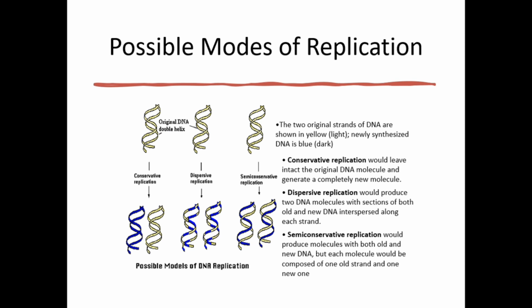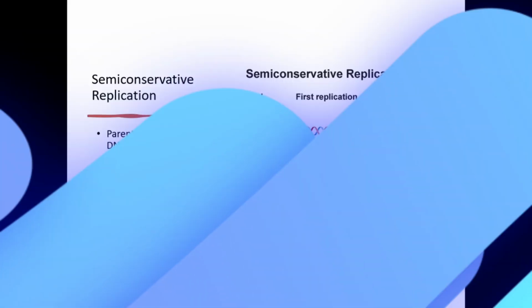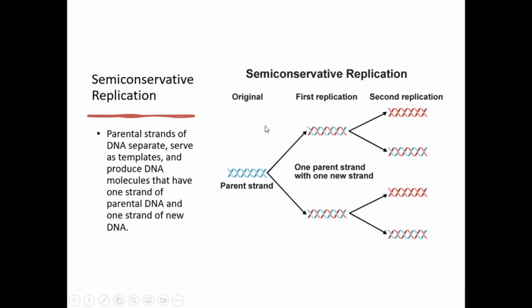Semi-conservative, however, is the most accepted model of DNA replication. The semi-conservative replication would produce DNA molecules with both old and new DNA strands, but each molecule would be composed of one old strand and one new strand. Here you can see one old strand and one new strand. This is again the elaboration of semi-conservative replication.